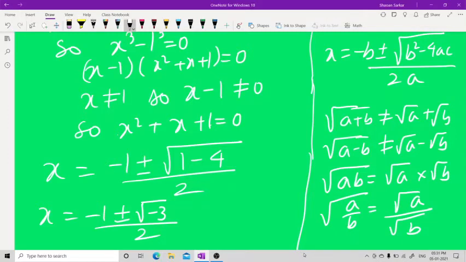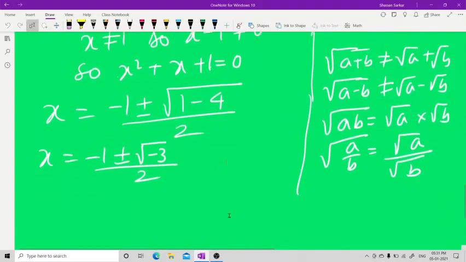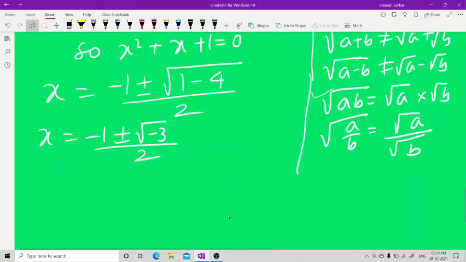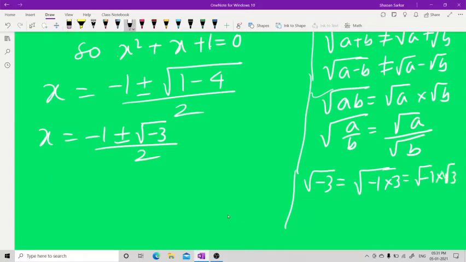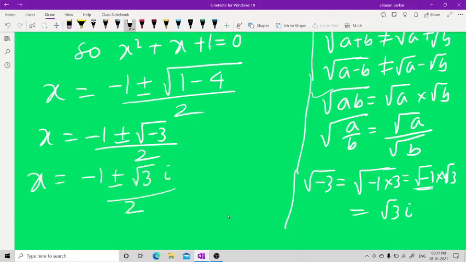Now, here, using this concept, under root of minus 3 is the same as under root of minus 1 into 3, which is under root of minus 1 into under root of 3. So this is basically iota, so under root of 3 iota. So x comes out to be minus 1 plus minus under root 3 iota by 2. So x has got these values.